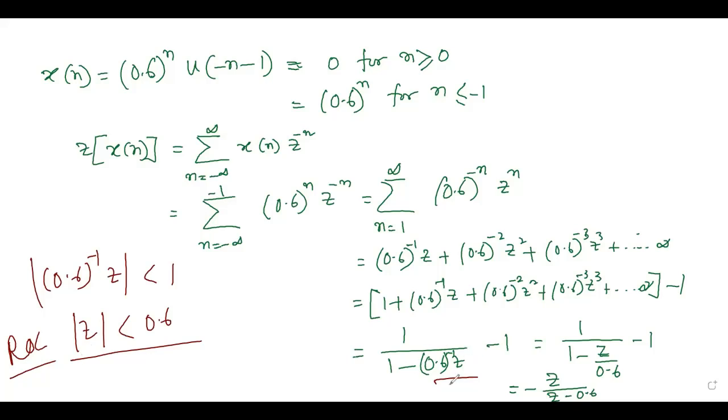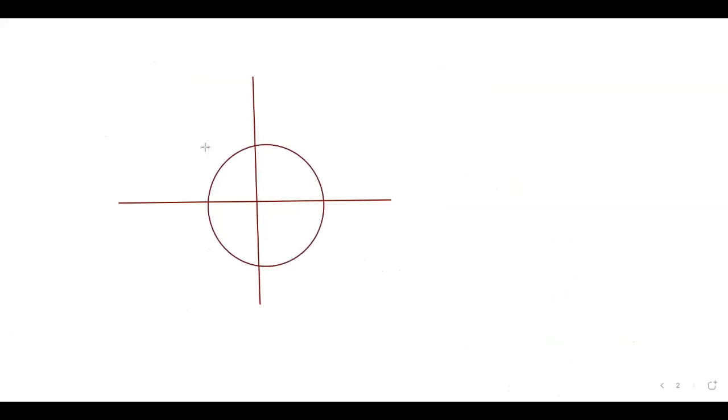Basically x, which is 0.6 inverse z, should be less than 1. So now what will be the ROC? This will be the ROC, a circle with radius 0.6. And which region will it be? That is the most important thing. So inside the circle. Inside the circle. Very good.